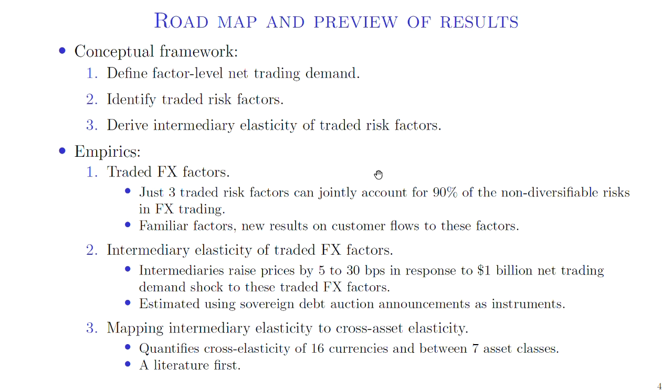These are estimated using the announcements of sovereign bond auctions as instruments. And three, we're going to use the estimated elasticities of these three factors and map them to the cross-asset elasticity. This gives us a whole panel between 16 currencies and also seven asset classes. This is the first in the literature.